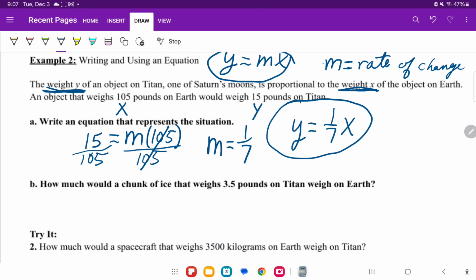Okay? So letter B: how much would a chunk of ice that weighs 3.5 pounds on Titan weigh on Earth? Now, is Titan the x or the y?